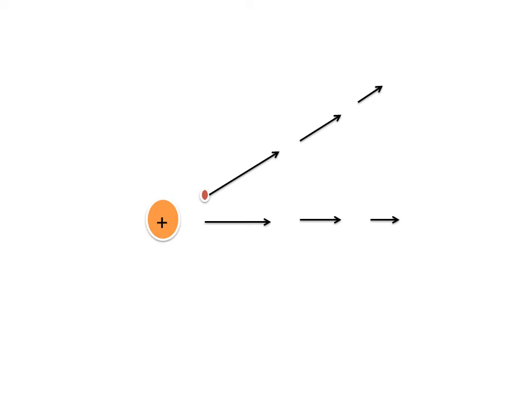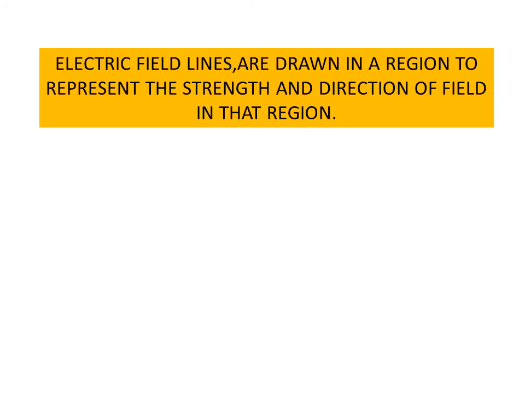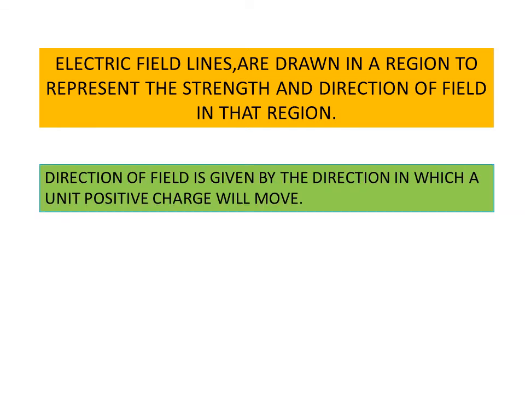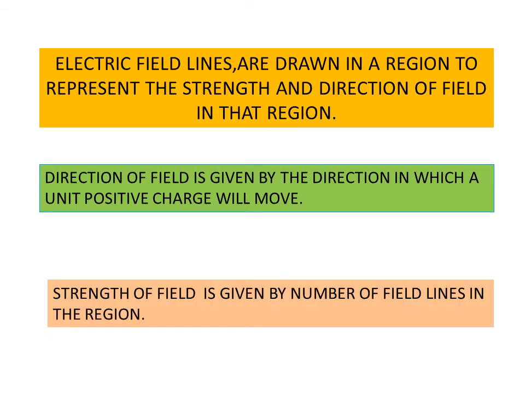Another method is to draw continuous lines instead of arrows. Electric field lines are drawn in a region to represent the strength and direction of field in that region. Direction of field is given by the direction in which a unit positive charge will move. Strength of the field is given by the number of field lines passing through the region.